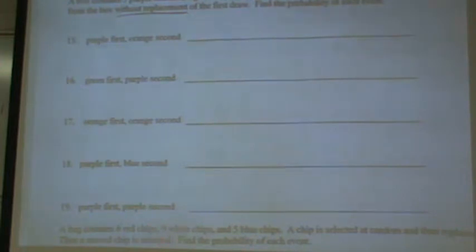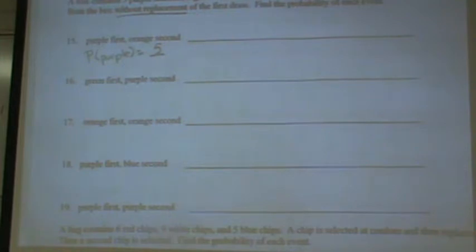For 15, we need to find the probability that our first draw is purple and our second is orange. So the probability of purple for the first draw: we have 5 purple marbles, and that's going to go over our total. We have 5 purple and 3 green, that's 8, plus the 2 orange, so we have 10 total marbles. So our probability for purple is the 5 purple marbles over the 10 total marbles.